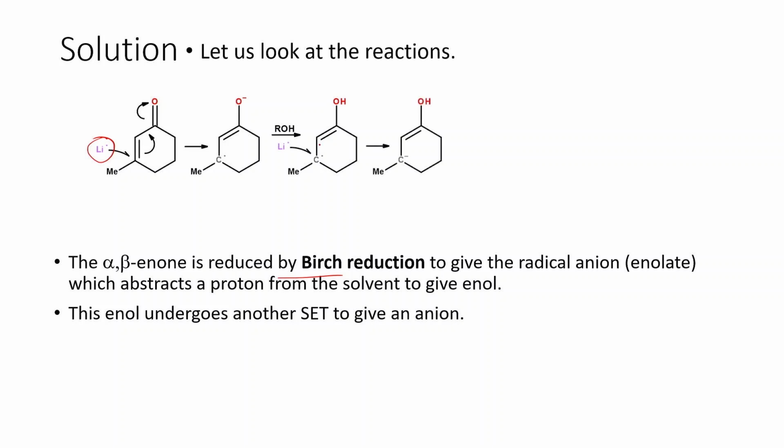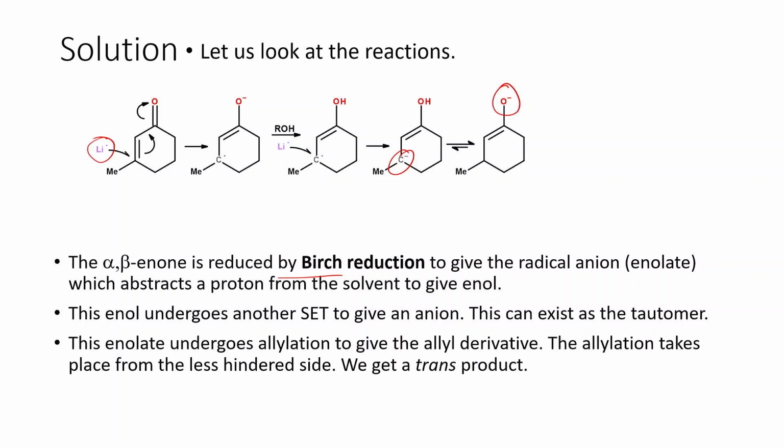In the next step, another lithium transfers 1 more electron. So 2 single electron transfers take place. Here we end up with the carbanion. So this carbanion can actually be tautomerized. Oxygen is more electronegative than the carbon. So this can easily tautomerize, where the negative charge on the oxygen is possible. So we end up with an enolate anion.